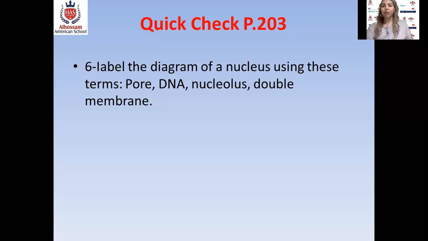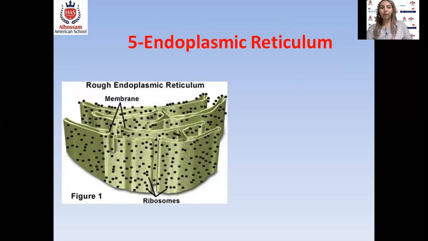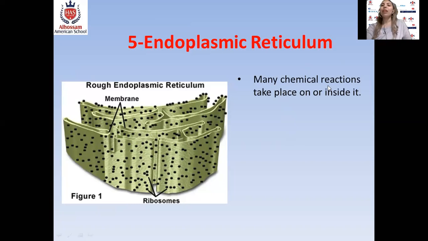Okay, so let's continue. Number 5, endoplasmic reticulum. As we said, the small black dots here mean ribosomes. We have ribosomes free in the cytoplasm and other ribosomes attached to the endoplasmic reticulum. This is the shape of the endoplasmic reticulum, and many chemical reactions take place inside it.